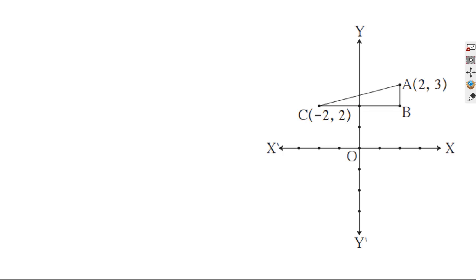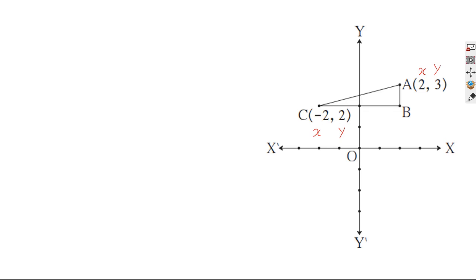Here the coordinate points are again A and C, not B, and you can see that A is denoted by x-axis equal to 2 and y-axis equal to 3, and here it is x-axis equal to -2, y-axis equal to 2. Understood? So in that case, we will supply this into our formula.